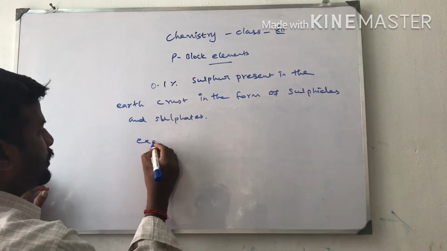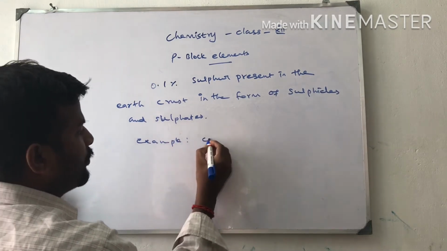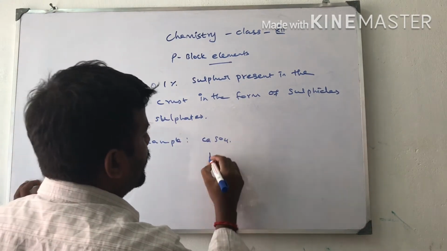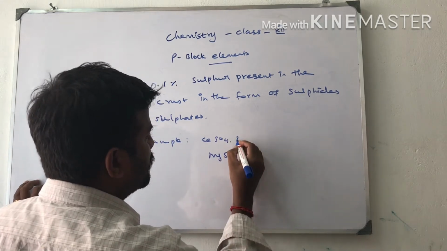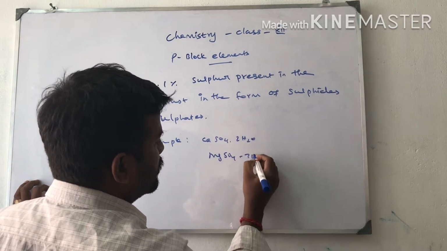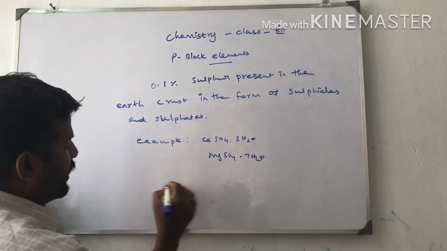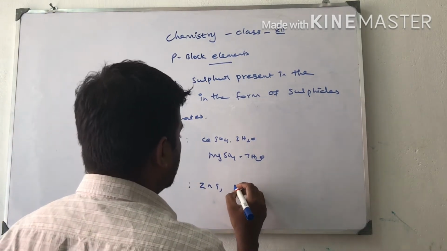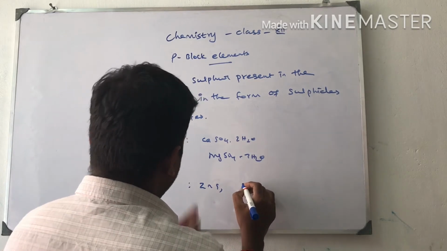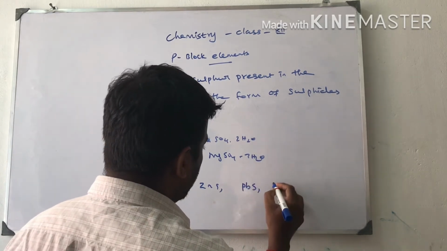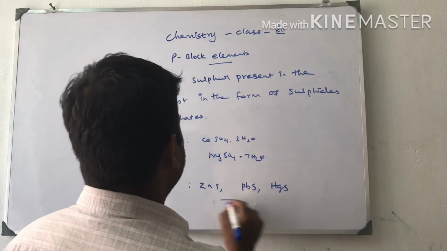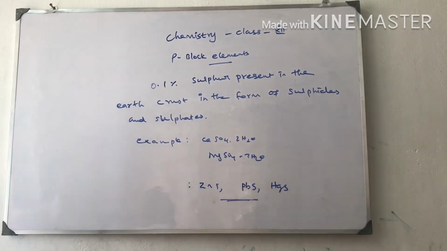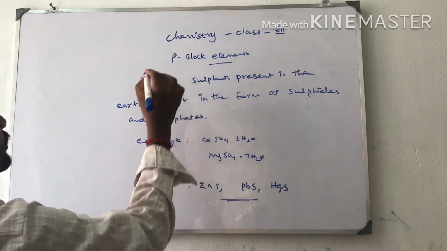Examples: calcium sulfate, magnesium sulfate, 2H2O, 7H2O, etc. Sulfide means zinc sulfide, zinc blende, then lead sulfide, then silver sulfide. All these things are sulfide examples. This is the introduction part of sulfur.